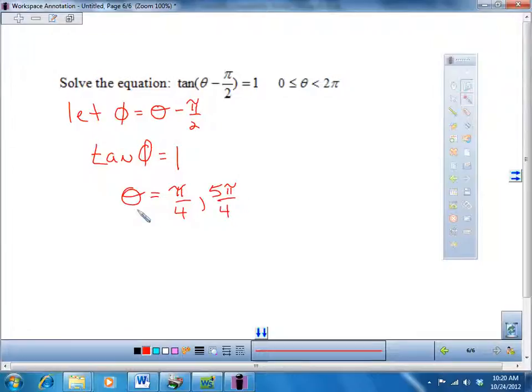But that's theta, that's not phi, and I know that phi is theta minus pi over 2. So I know that theta minus pi over 2 equals both of these things: pi over 4, comma, 5 pi over 4. So how do I get what theta is? Do some algebra. What do I do to both sides? Add pi over 2. So theta equals pi over 4 plus pi over 2.